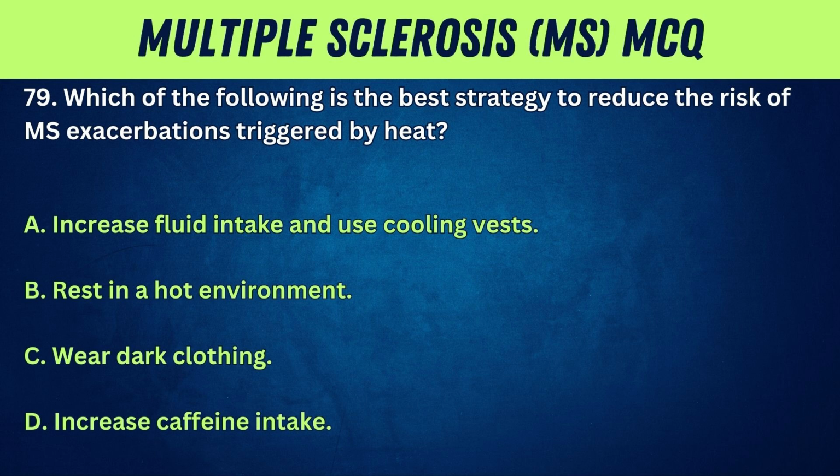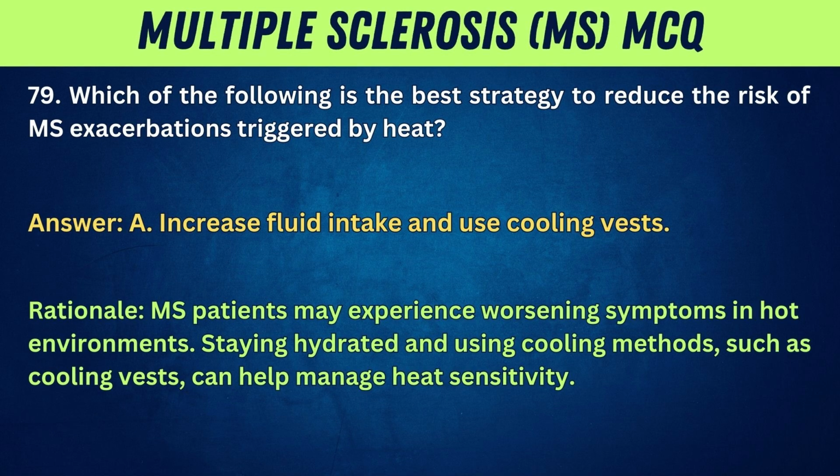A. Increase fluid intake and use cooling vests. B. Rest in a hot environment. C. Wear dark clothing. D. Increase caffeine intake. Answer: A. Increase fluid intake and use cooling vests. Rationale: MS patients may experience worsening symptoms in hot environments. Staying hydrated and using cooling methods, such as cooling vests, can help manage heat sensitivity.